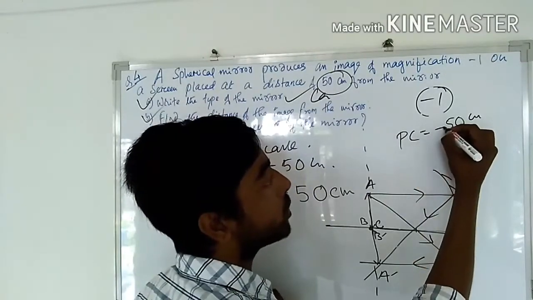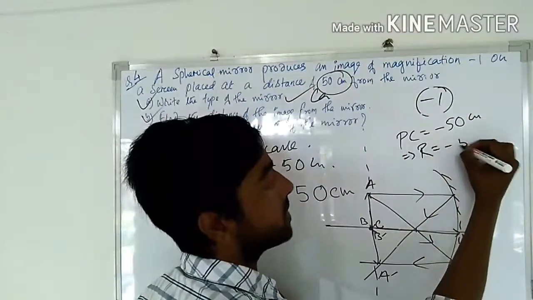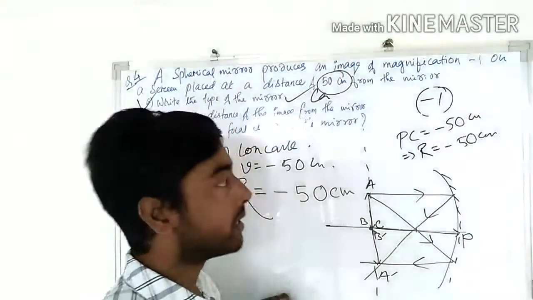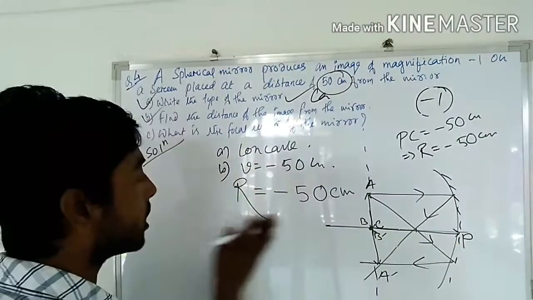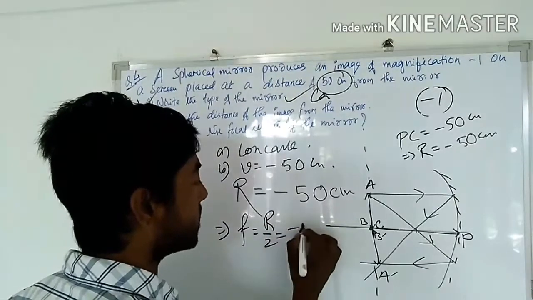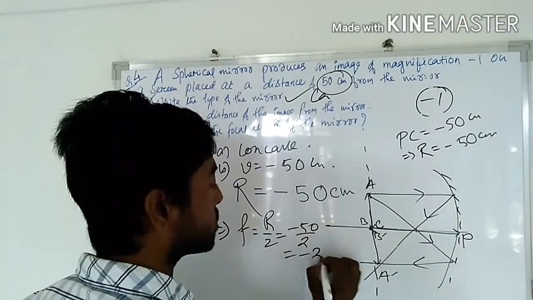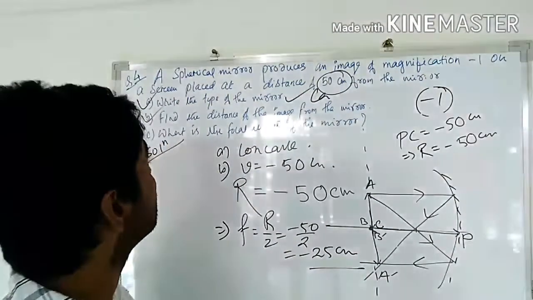PC is equal to R, and you have to write minus. Why? It is towards the left. So PC is equal to R. R is given minus 50 centimeter. Understood? Radius of curvature is 50 centimeter. It is already given. So if you know the radius of curvature, you can easily find out F value. It is R by 2. It's minus 50 divided by 2. It will be minus 25 centimeter. Done? So this much is sufficient for today's class.